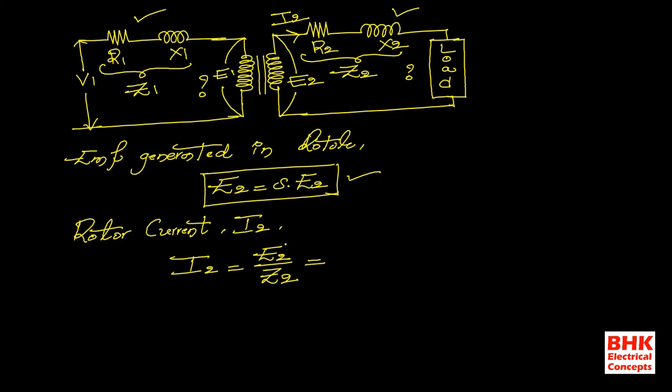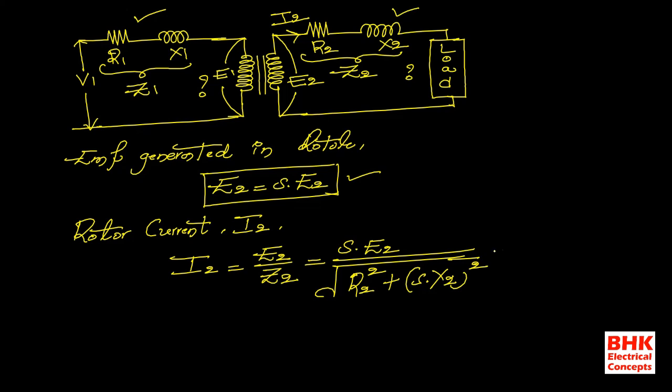Clear? Now I2 is equal to E2, and instead of E2 I need to consider S into E2 divided by Z2. Z2 means under root R2 square plus X2 square, and here I need to consider S into X2 square. Okay, so this is the expression of rotor current under running condition.